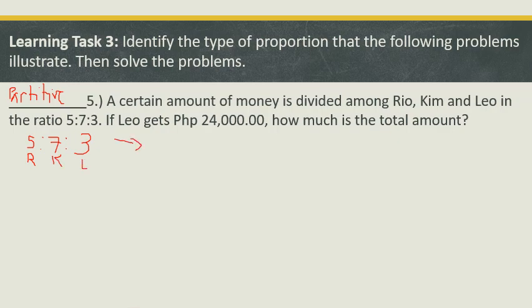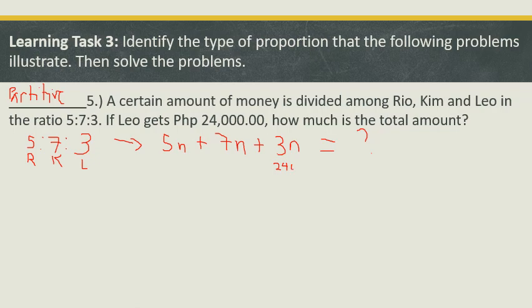So, ilagyan natin ng n. So, magiging 5n plus 7n plus 3n. So, nawawala ay yun nandito sa total. So, sabi dito, kung si Leo daw ay nakukuha ng 24,000, si Leo, saan ba si Leo? Yung 3n. So, ito daw ay 24,000.